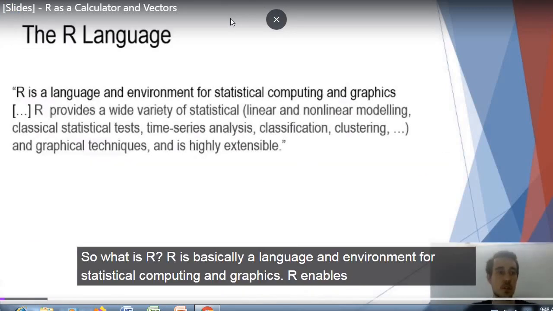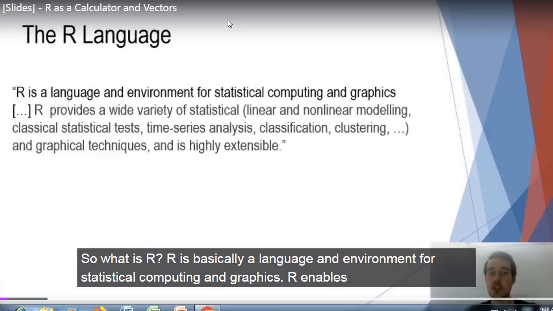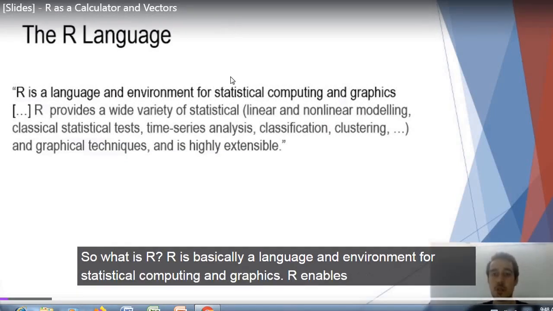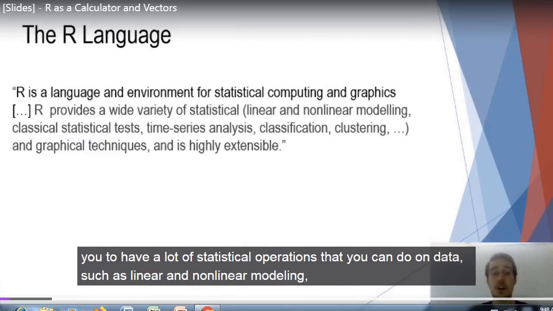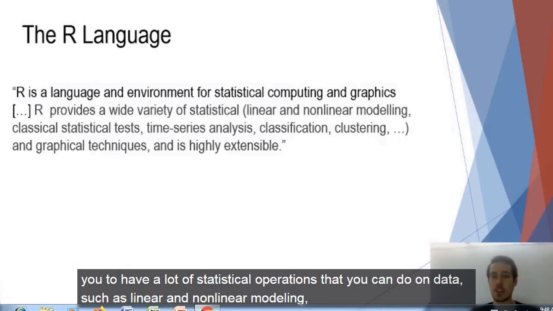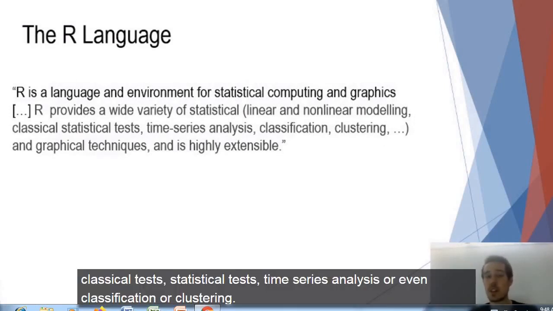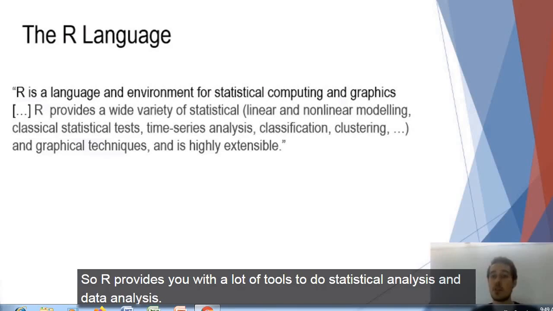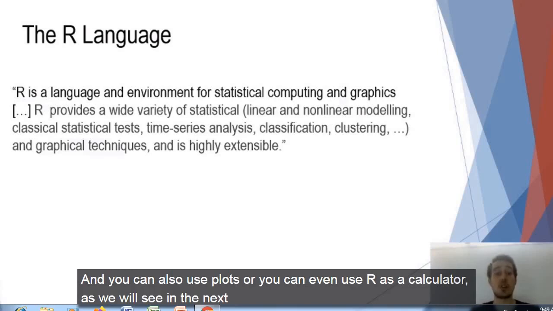So let's start. So what is R? R is basically a language and an environment for statistical computing and graphics. R enables you to do a lot of statistical operations on data, such as linear and nonlinear modeling, classical statistical tests, time series analysis, or even classification or clustering. So R provides you with a lot of tools to do statistical analysis and data analysis, and you can also use plots, or you can even use R as a calculator, as we will see in the next lecture.